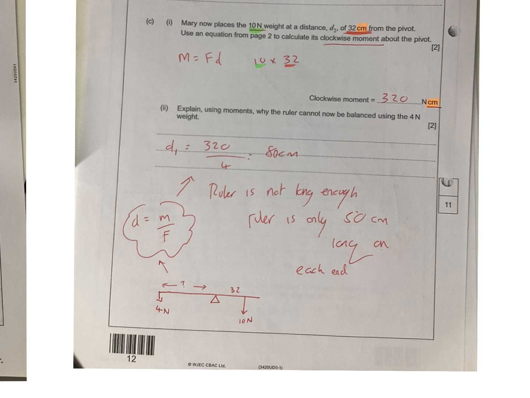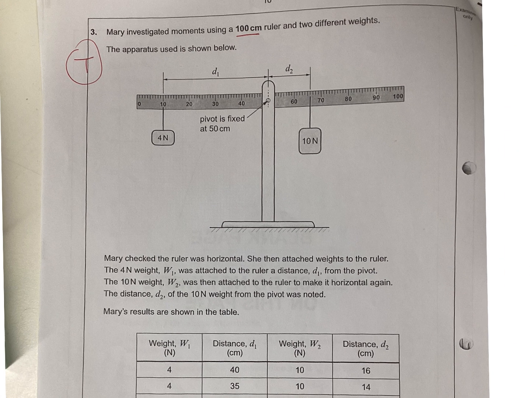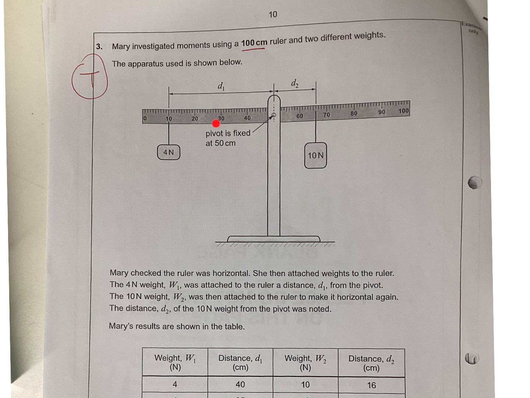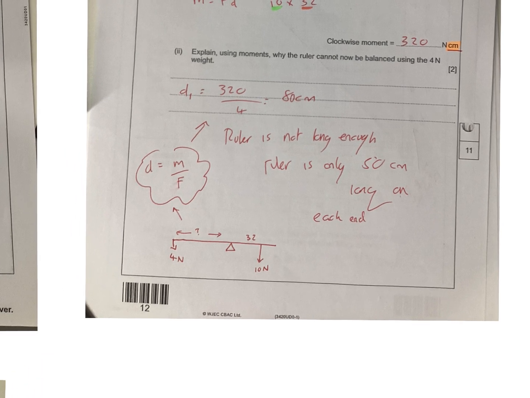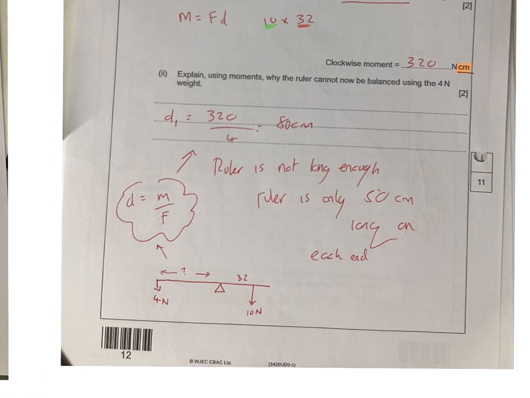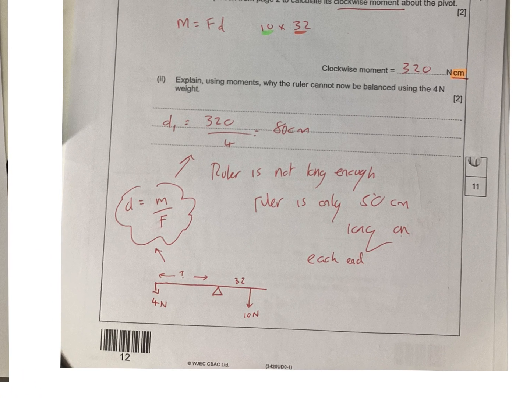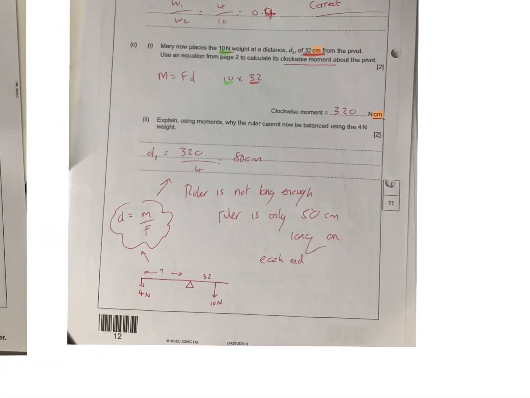Now, 80 centimeters is too long for this ruler, because the ruler itself is only 1 meter long, which means I've got 50 centimeters there. So 80 centimeters from the pivot, the ruler would have to be this long, and it's not long enough. So that's why we're saying it's not long enough, so we can't do it, okay? I was looking for a statement then, but there is no statement.